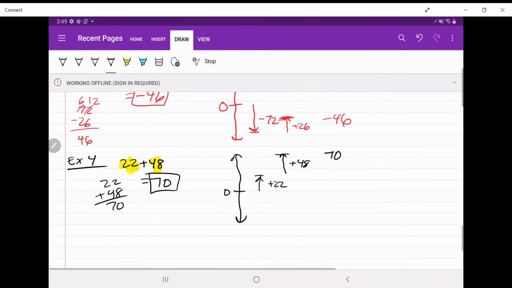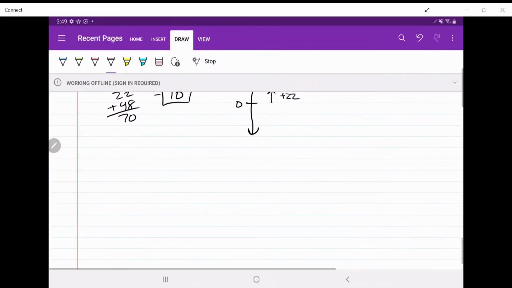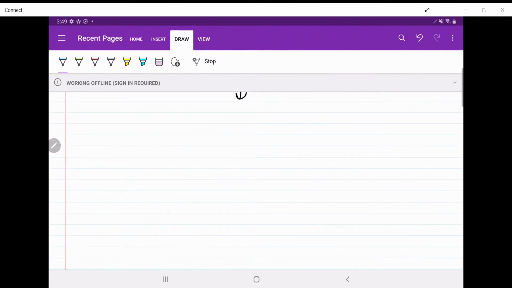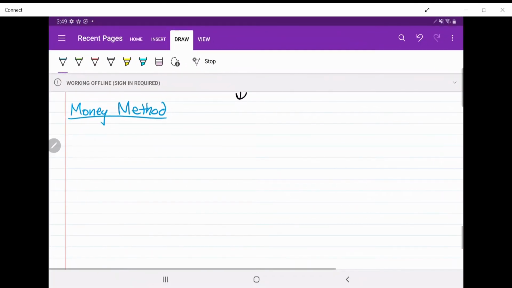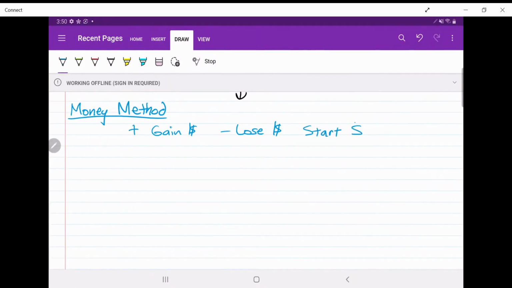Now our last method that we're going to use is the money method. And in the money method, you can think of either gaining money or losing money. So if it's a plus, we are gaining money. If it's a minus, we're losing money. And we always start with $0.